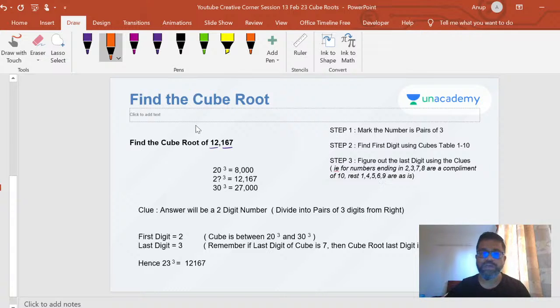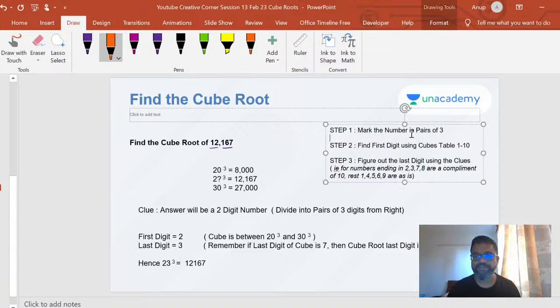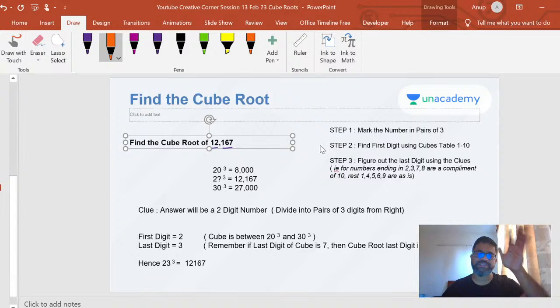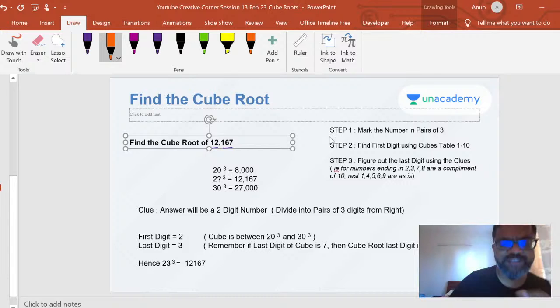So as I said, what are the 3 steps to solving a cube root? You first mark the number in pairs of 3. That's the first step you do. Then either you find the first digit or you find the last digit, either way. I prefer finding the last digit because it's very easy. You get half your answer fast. The faster you get your answer, the better.